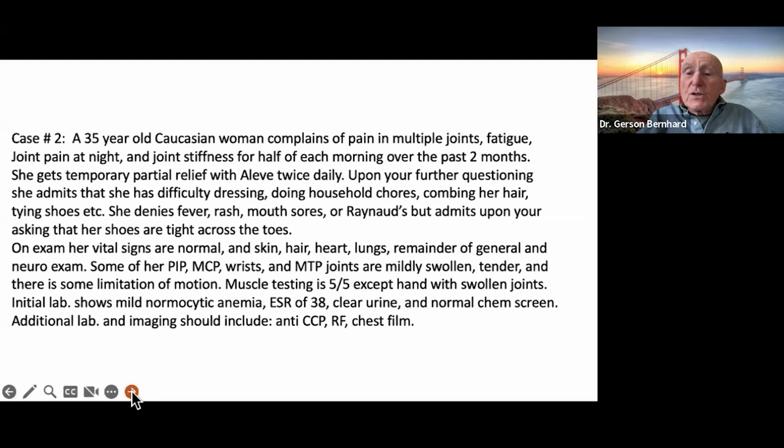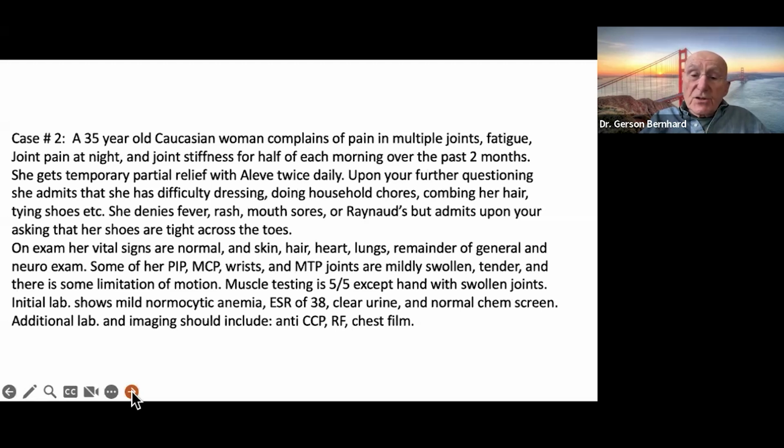And something that's often overlooked is the involvement of metatarsophalangeal joints. So you find this out by saying, have you had to change your shoes or your shoe size, or are you having trouble fitting your foot in your shoes, particularly across the toes, because metatarsophalangeal joints are commonly involved.